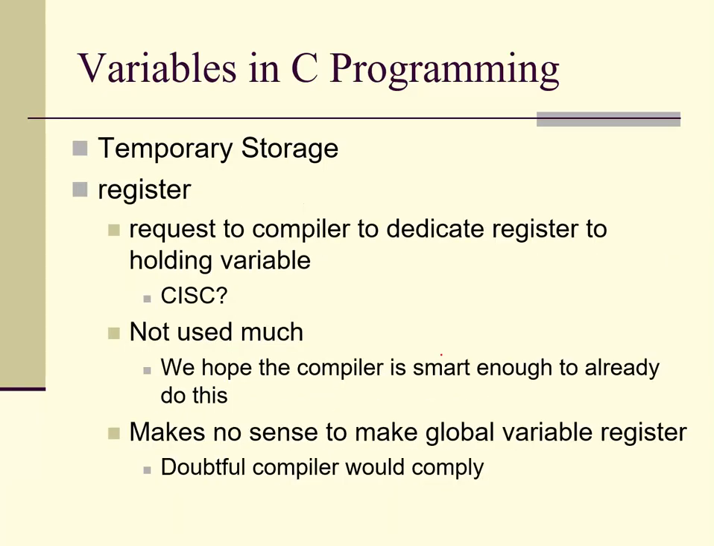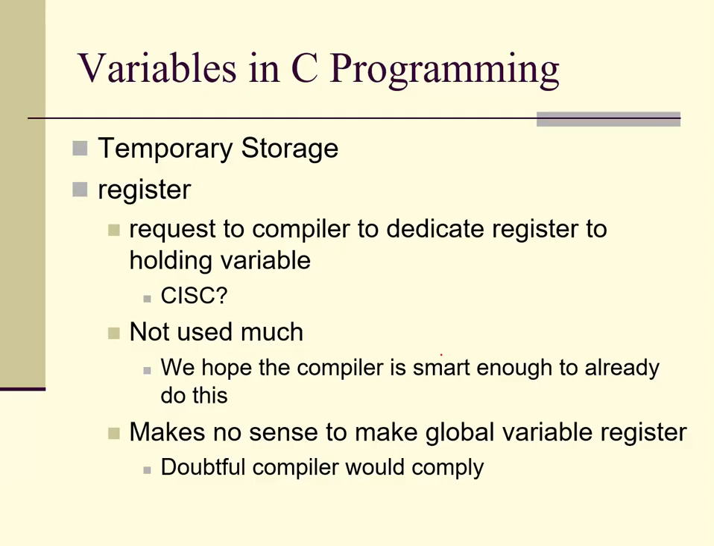Another storage class is register. So I can declare stuff as a register, and it's a request to the compiler to dedicate a register to holding that variable. Typically, you like to think it's used for iteration variables and that type of thing. But it's kind of weird because processors have very few registers. It's hard to imagine the compiler actually giving you one of those registers to use as a variable. So it's not used much. We hope the compiler is smart enough to do this anyway. But it's out there, so it's something to be aware of.